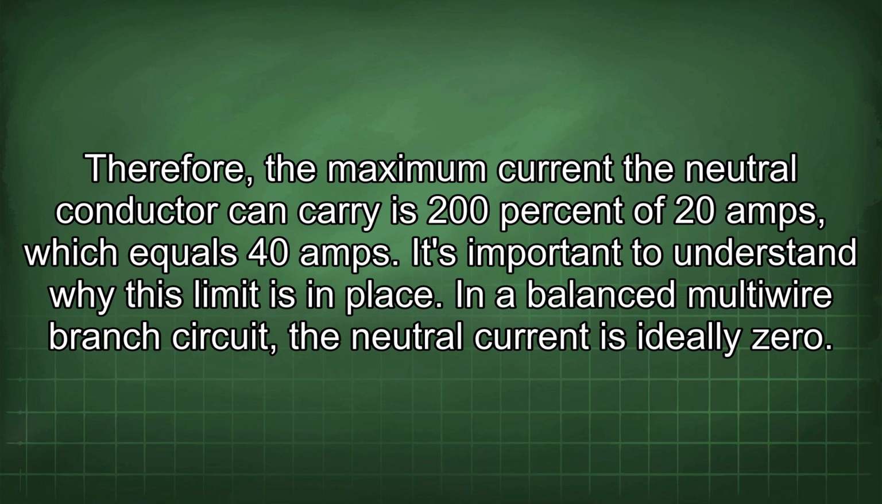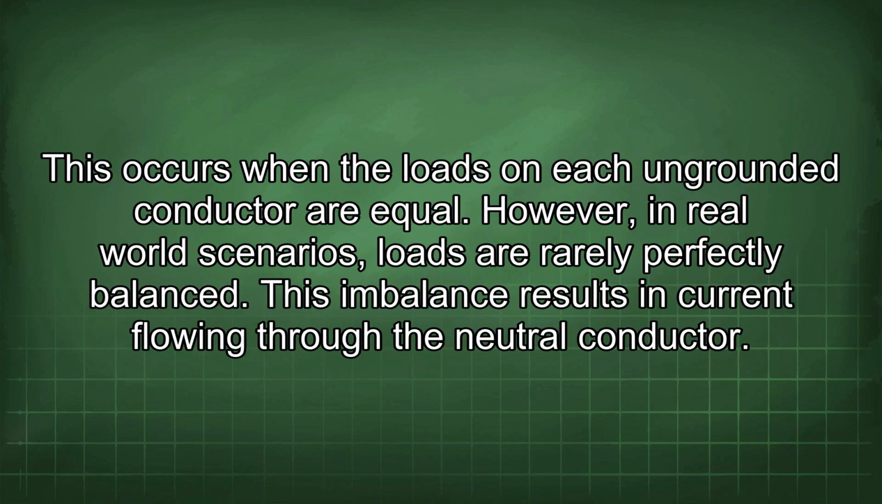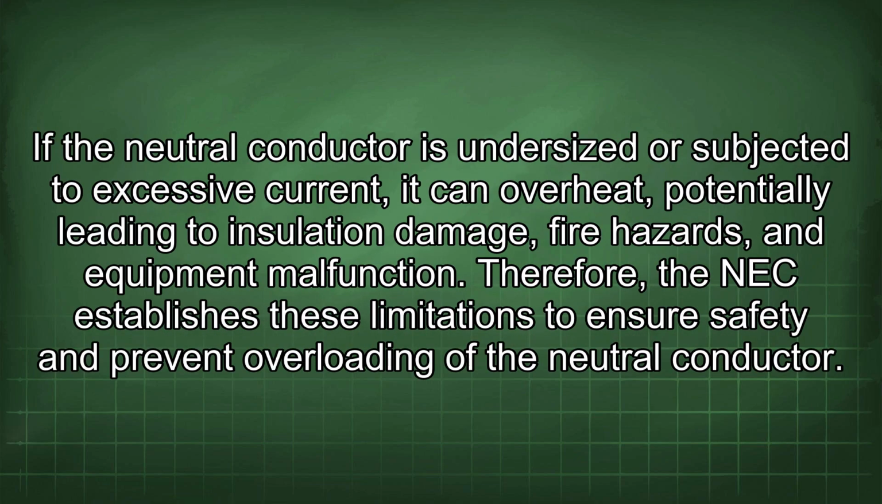It's important to understand why this limit is in place. In a balanced multi-wire branch circuit, the neutral current is ideally zero. This occurs when the loads on each ungrounded conductor are equal. However, in real-world scenarios, loads are rarely perfectly balanced. This imbalance results in current flowing through the neutral conductor. If the neutral conductor is undersized or subjected to excessive current, it can overheat, potentially leading to insulation damage, fire hazards, and equipment malfunction. Therefore, the NEC establishes these limitations to ensure safety and prevent overloading of the neutral conductor.